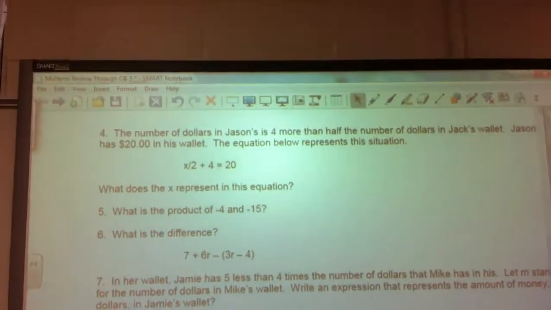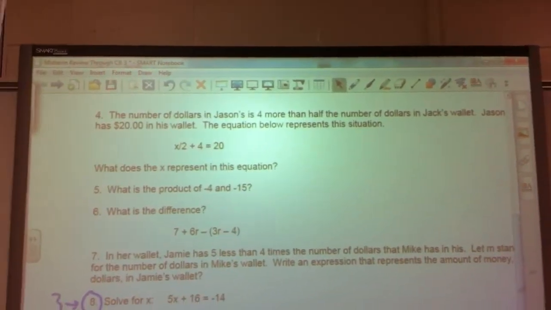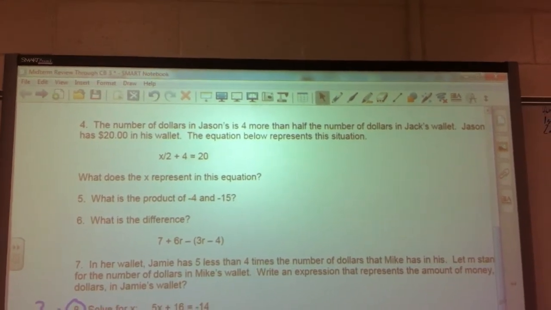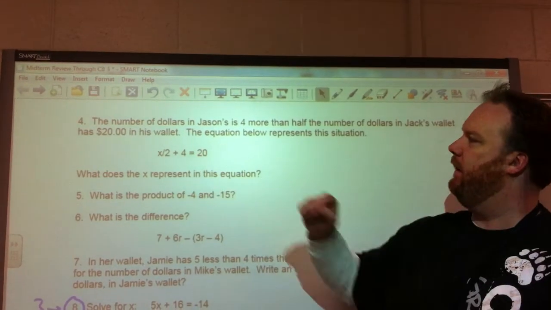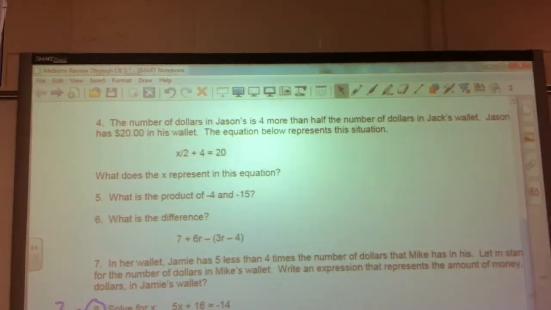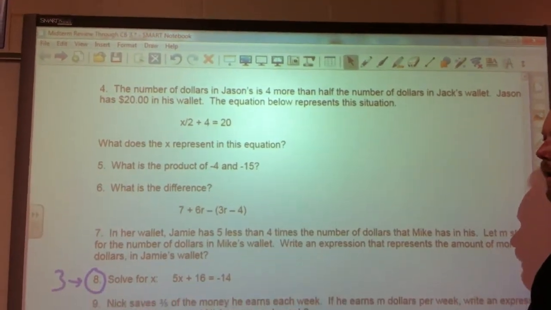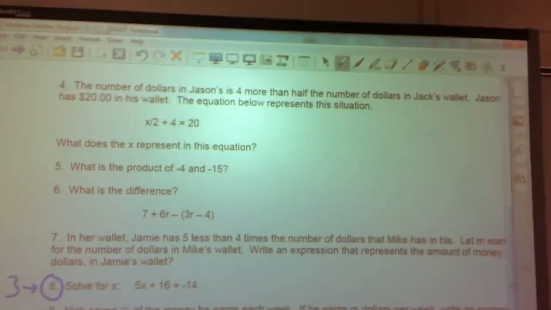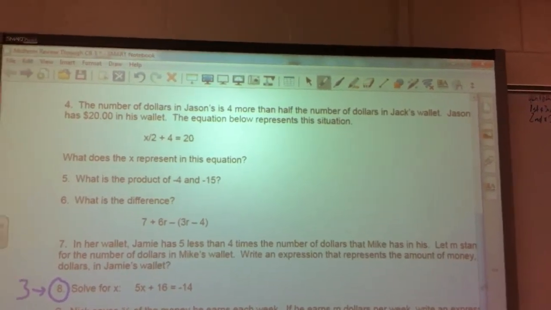Number 4. The number of dollars in Jason's wallet is 4 more than half the number of dollars in Jack's wallet. Jason has $20 in his wallet. The equation below represents this situation. What we must do in a word problem is break the problem down and look for our key words like we learned about earlier this year.